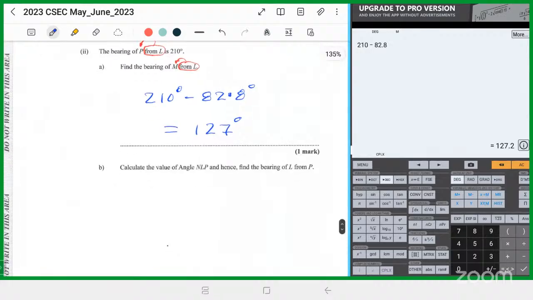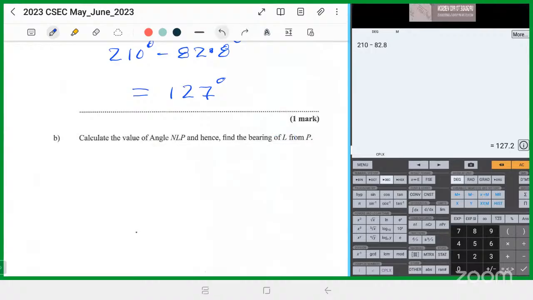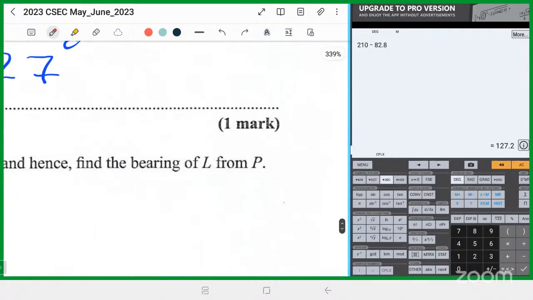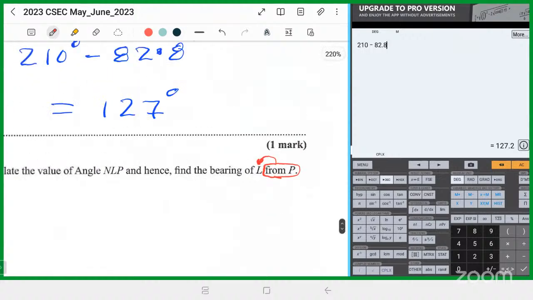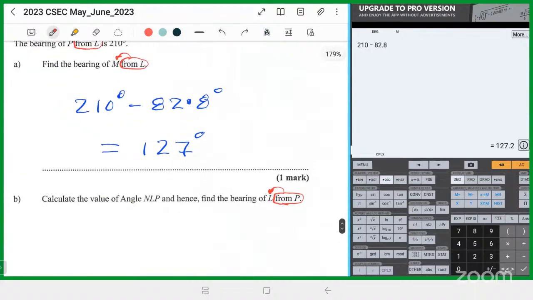It says now, calculate the value of angle NLP. That's the angle between the lines NL and LP, so it's at the point L, and hence find the bearing of L from P. So now they're going to want the bearing from P to L. But they're telling us that we need this angle inside this first. Let's go and find that angle NLP.